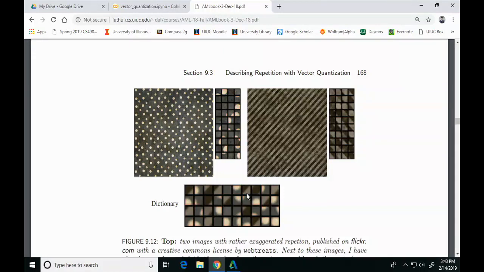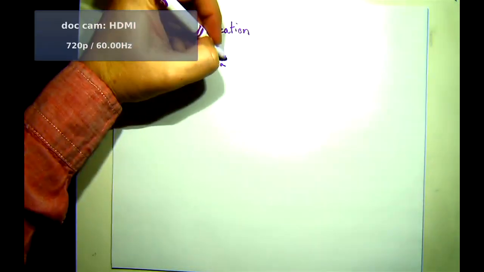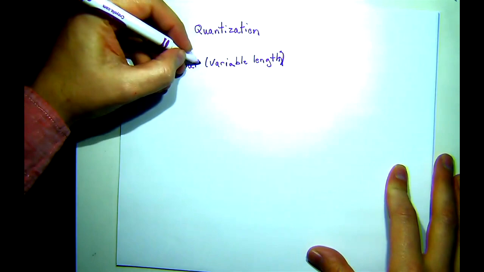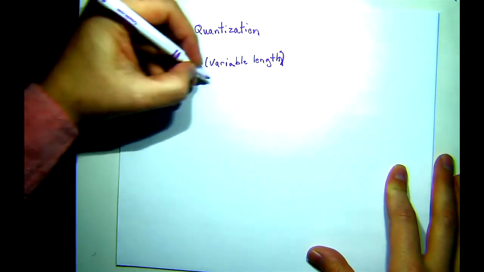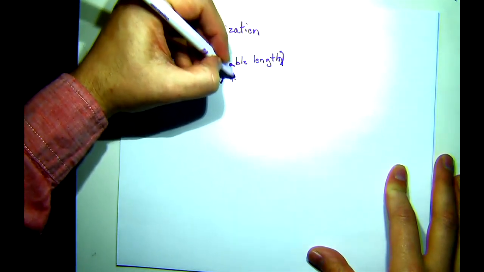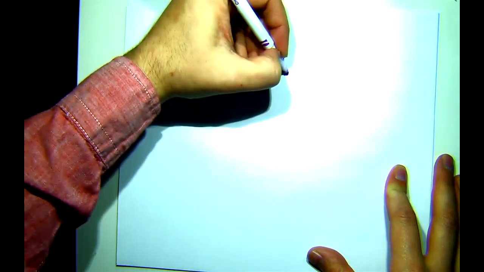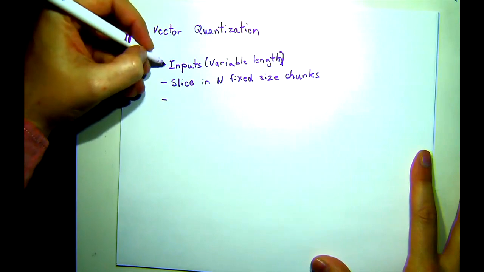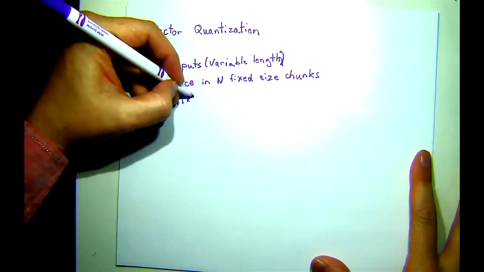So basically, the whole technique is going to be take the inputs that are variable length, slice them up. So in the case of images, we might take a 10 by 10 chunk of the image. We might take 100 of these 10 by 10 chunks just randomly all over the image. So if we have, let's say, m inputs, we'll have m by n slices.